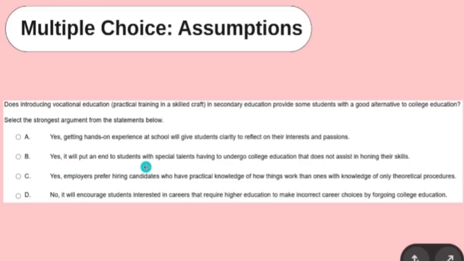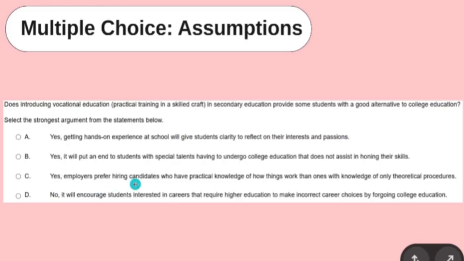Then we'll look at B, which we think it is. Yes, it will put an end to students with special talents having to undergo college education that does not assist in honing their skills. Well, the statement itself seems to follow. It makes sense. If a student has special talents, then they won't have to waste their time going into college doing something that doesn't hone that. So yeah, that seems to be fine. But let's just look at C and D real quick.